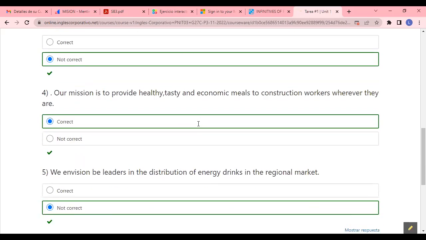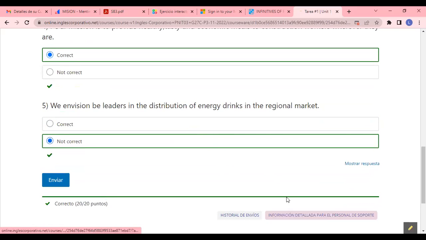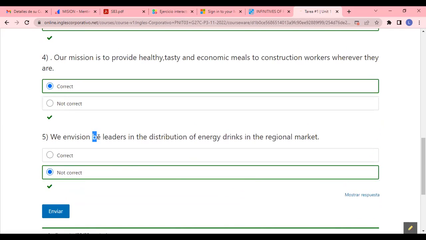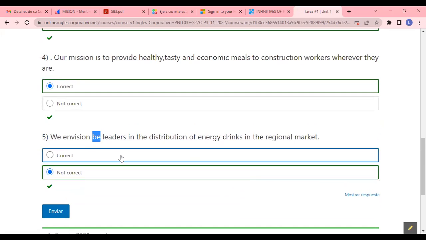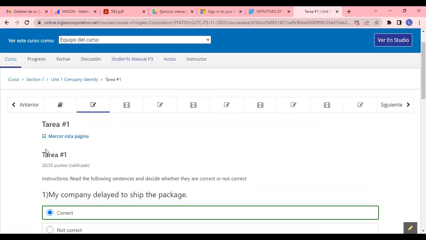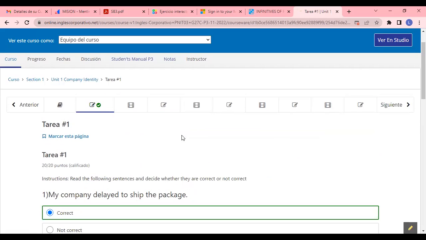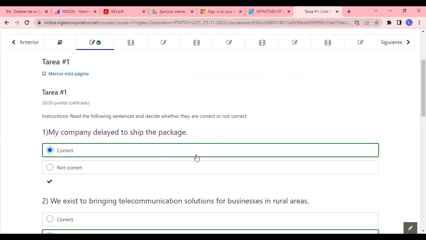I don't know if you have questions so far. No sé si tienen alguna duda o preguntas al momento. Sí, yo veo que les cuesta un poco, pero no se preocupen, vamos a continuar mañana. I think tarea number two is going to be for tomorrow. Mañana vamos a continuar con la tarea number two, so don't worry. Questions, right now is the time. No sé si tienen alguna duda o pregunta.